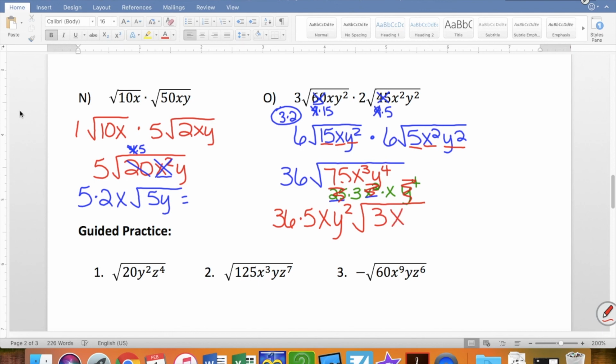My last step is just simplifying my coefficient out front. 36 times 5: 30 times 5 is 150, and 6 times 5 is 30. 150 plus 30 is 180. And then my x, y squared times the square root of 3x.